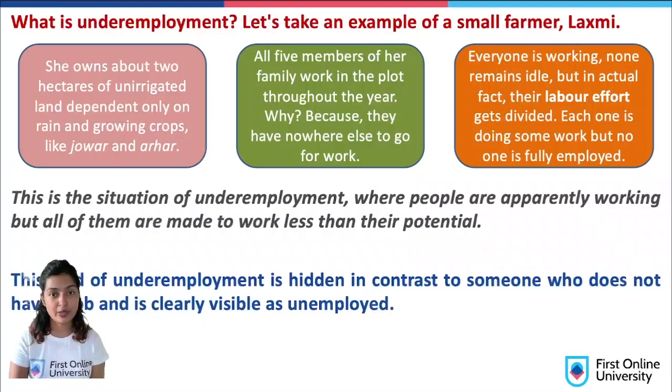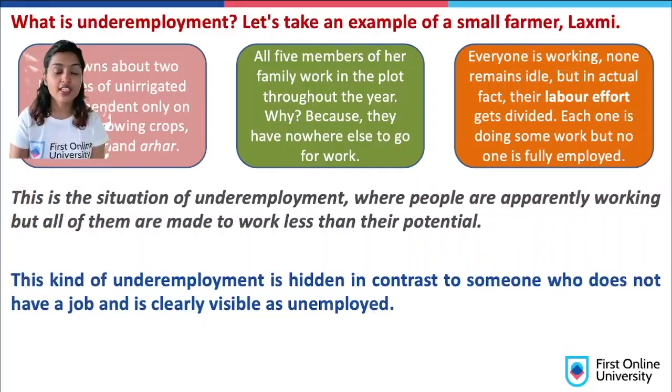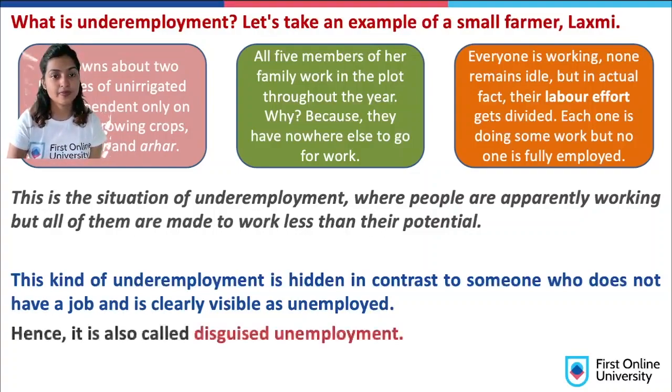This kind of underemployment is hidden, in contrast to someone who does not have a job and is clearly visible as unemployed. So that is the main difference between underemployed and unemployed. Unemployed basically means you're not having a job at all, and it is a completely known, seen fact. But with underemployment, it is hidden. They don't realize that they are being underemployed because they don't know their exact potential with respect to the other sectors. Hence, this is also called disguised unemployment.